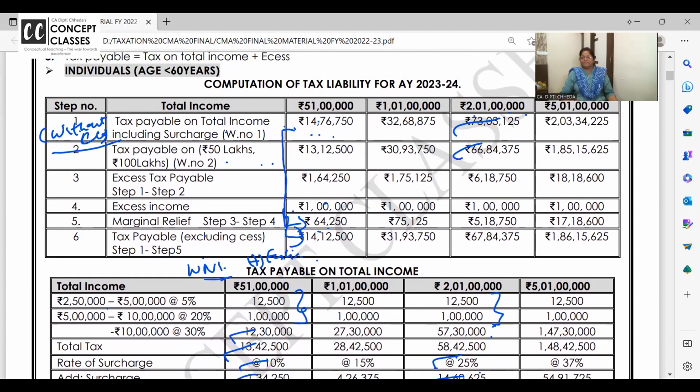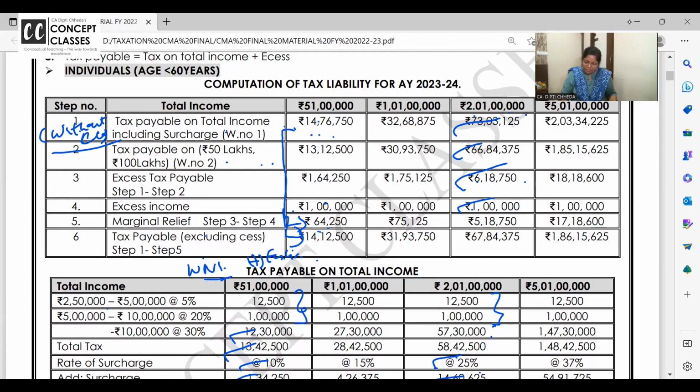Now look at the screen. 73 lakhs is the tax on 2 crore 1 lakh. 6684 is the tax on 2 crore. How much extra tax you are paying? 6 lakh 18,000 because your income increased by 1 lakh. Just because your income increased by 1 lakh, your surcharge has gone up from 15% to 25%. And you're paying 618,750 excess tax.